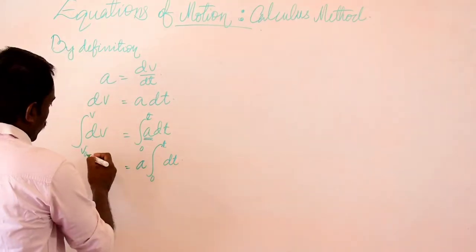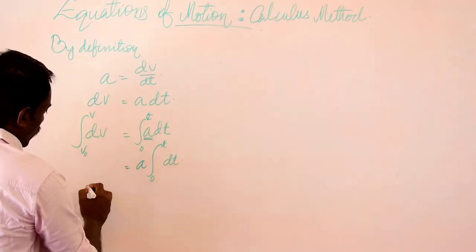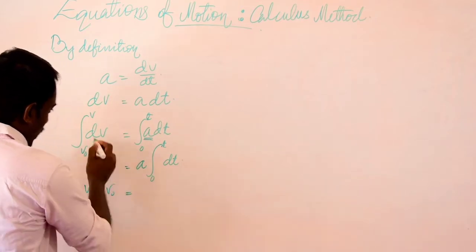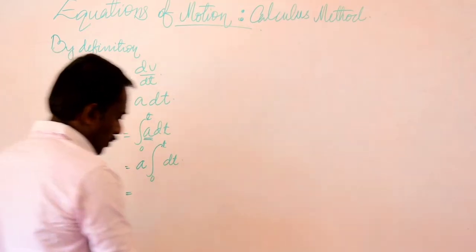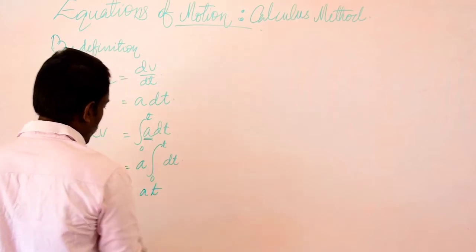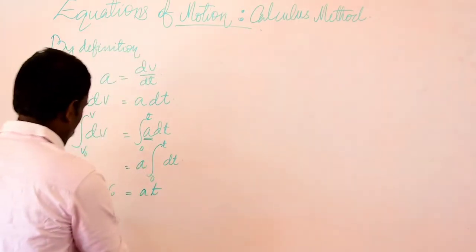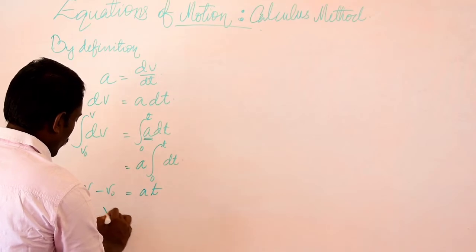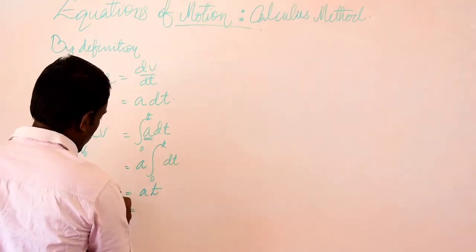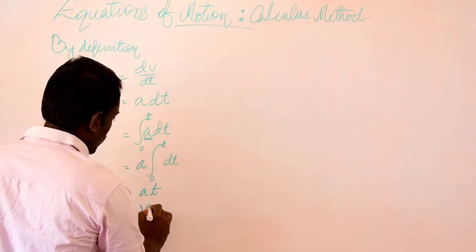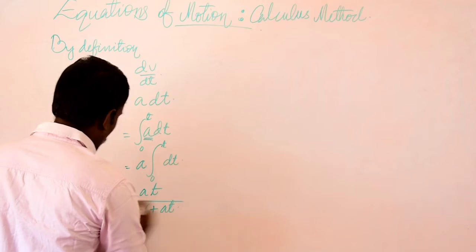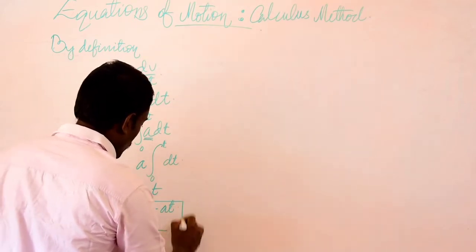So the integral of dv from the initial velocity to the final velocity gives v minus v0, and on integrating dt from 0 to t we get t. So v minus v0 is equal to at. Therefore v, the final velocity, is equal to v0 plus at. So that is the first equation of motion.